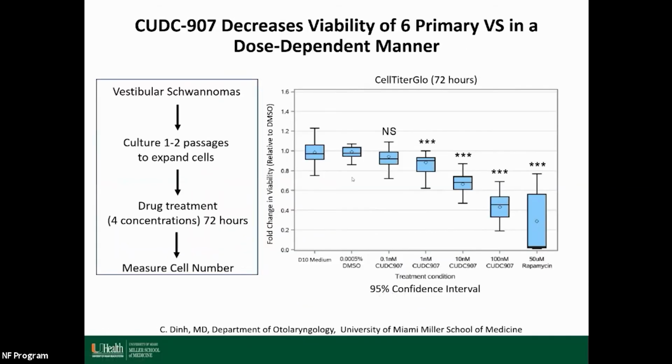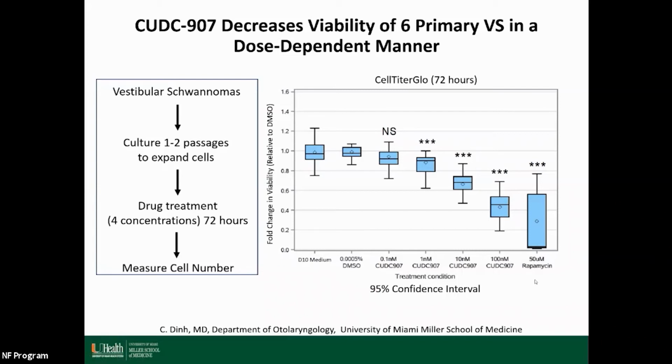Our collaborator at the University of Miami, Dr. Christine Din, a neurologist, consents patients undergoing resections of vestibular schwannomas for use in translational studies. Cells from 6 vestibular schwannomas were expanded in culture for 1 to 2 passages and then treated with 4 concentrations of CUDC-907 and 50 micromolar rapamycin as a positive control for 72 hours.